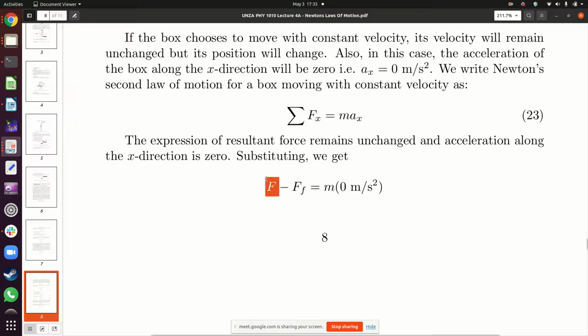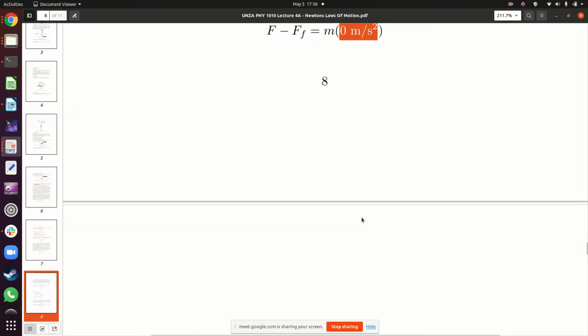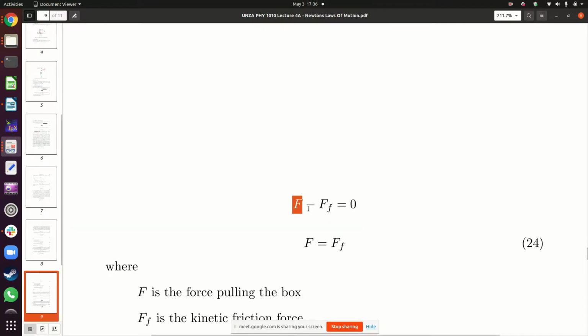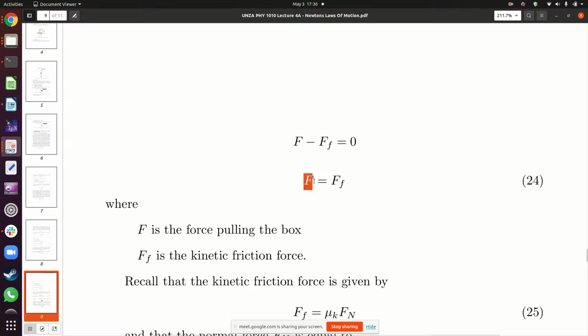We have a pulling force minus a friction force, which is trying to oppose this pulling force, equals the mass of the object multiplied by the acceleration. Our object is moving at constant velocity. So if your object is moving at constant velocity, then the acceleration is 0 meters per second squared. So in this case also, you end up with F minus Ff equals 0. Then you take this minus Ff to the other side, and you end up with F equals Ff. So again here, your pulling force equals the friction force.